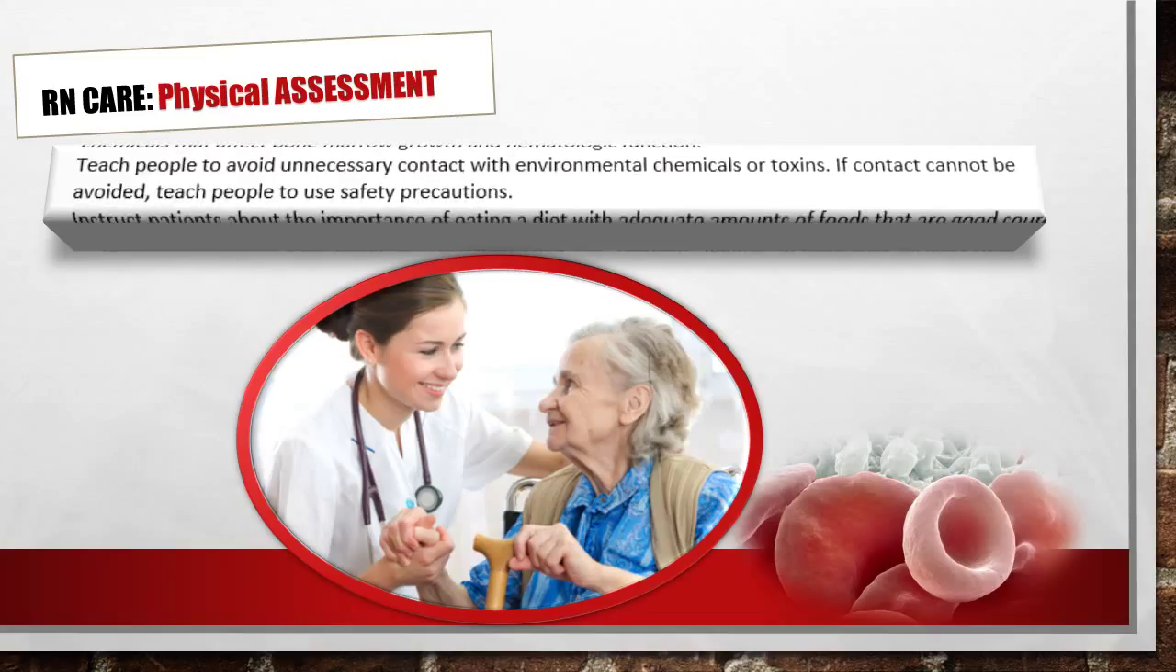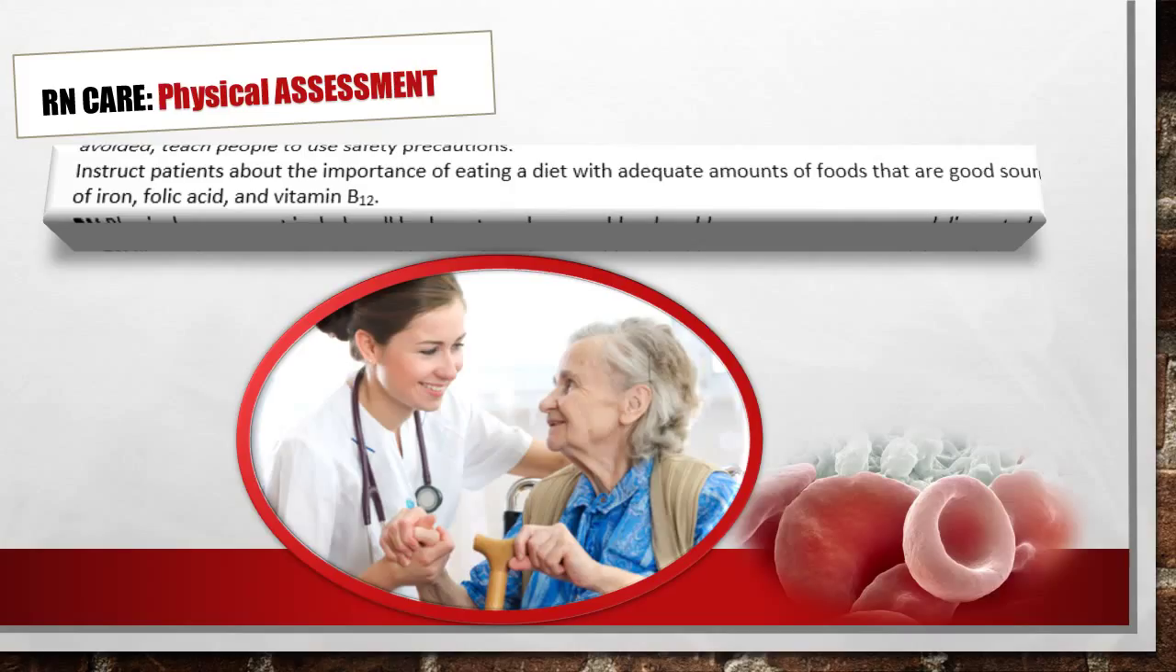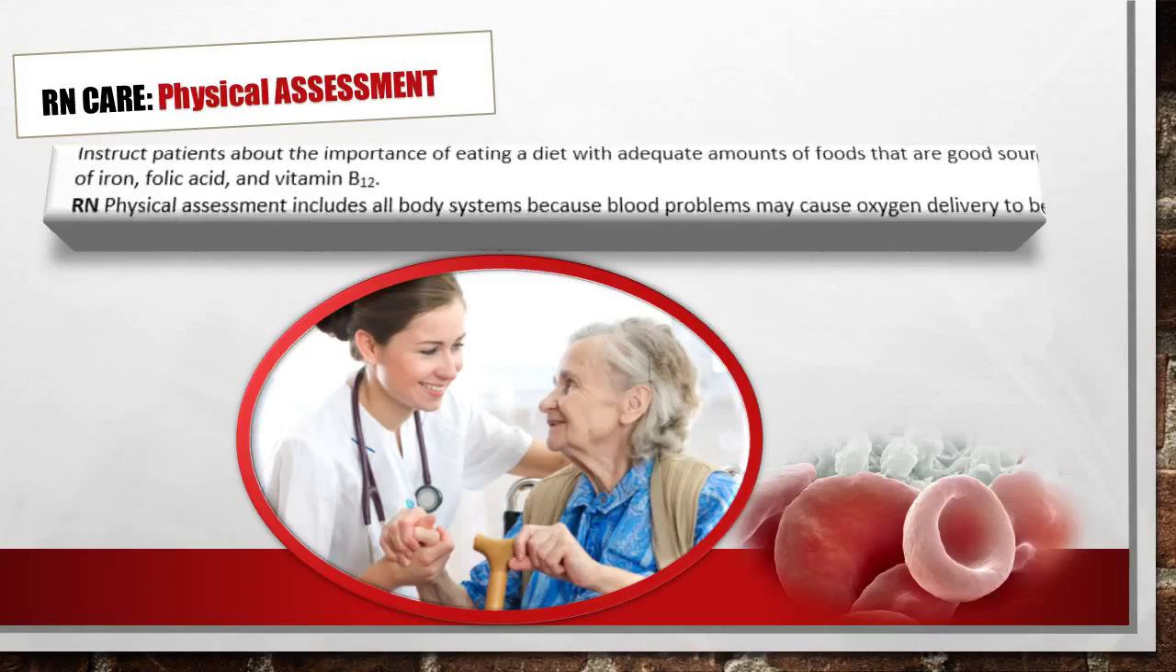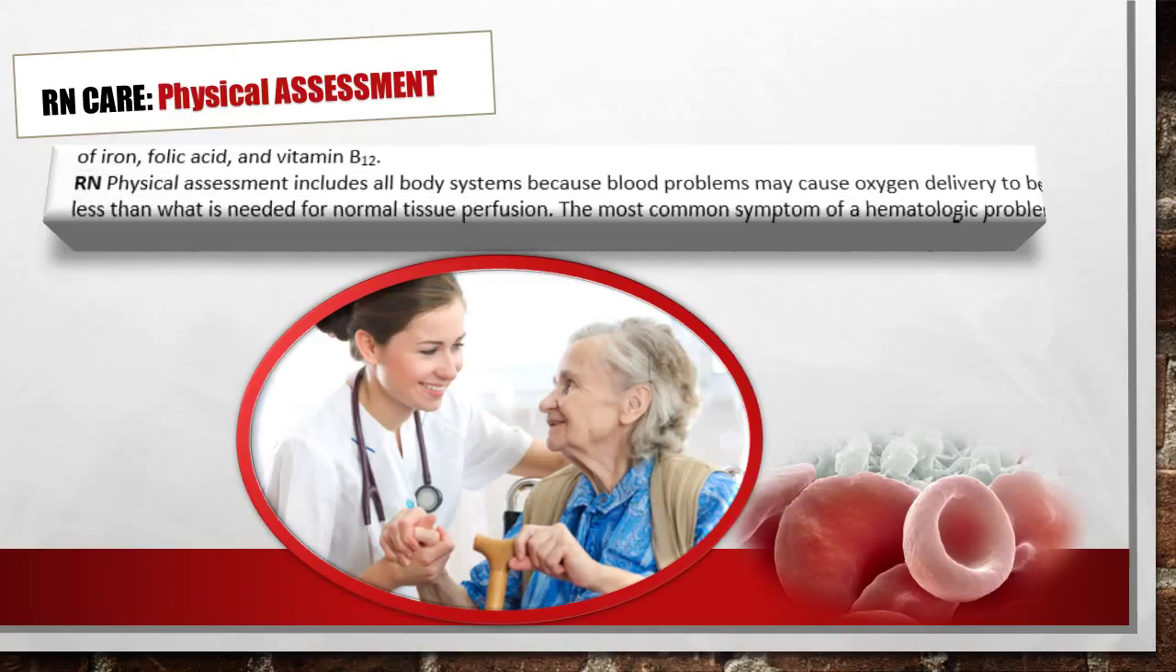You want to teach these patients to avoid unnecessary contact with environmental chemicals or toxins. If contact cannot be avoided, you want to teach these patients to use safety precautions. You want to instruct patients about the importance of eating a diet with adequate amounts of food that are good sources of iron, folic acid, and vitamin B12.